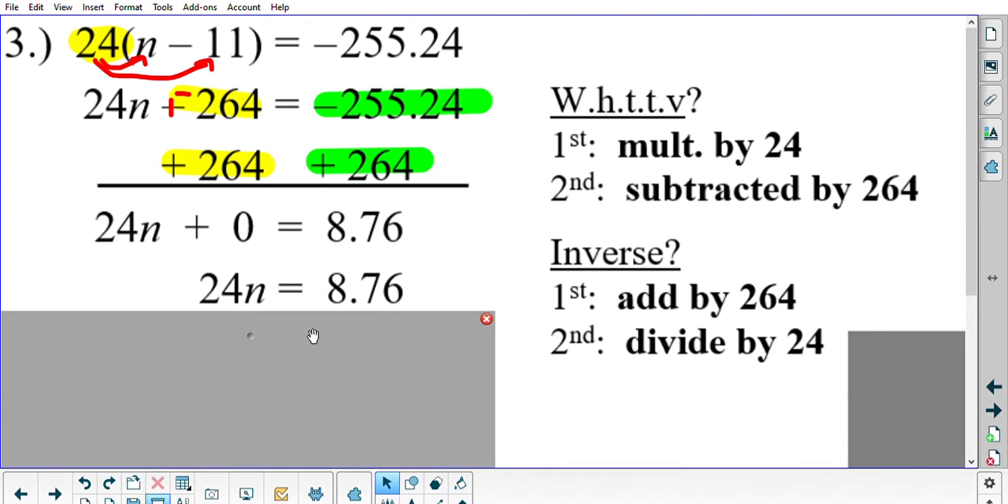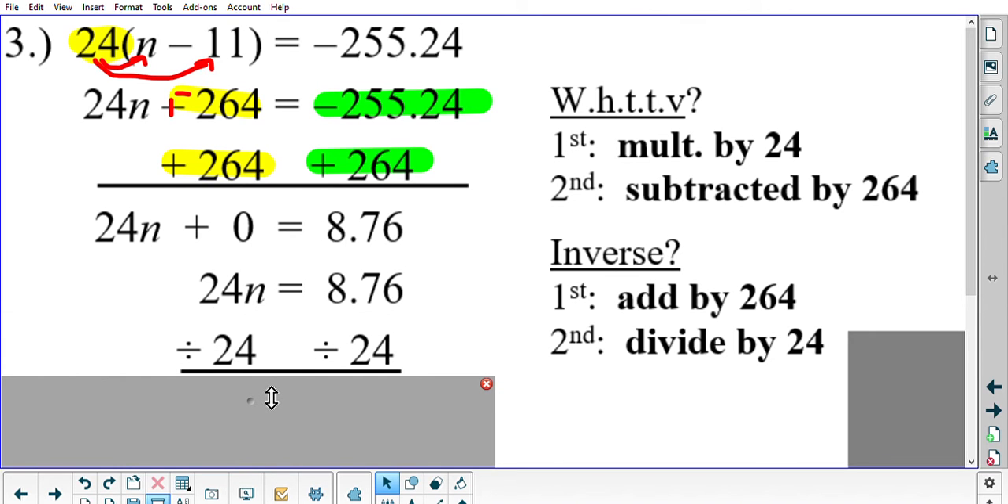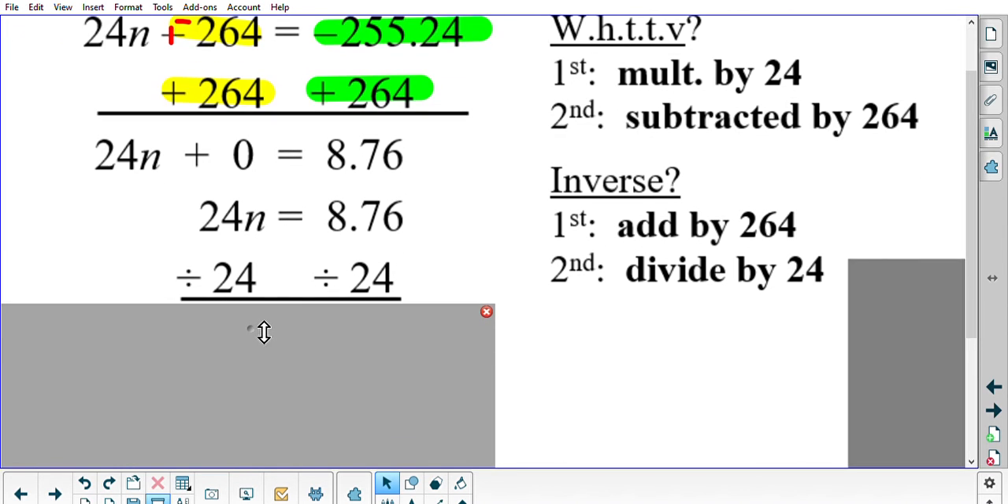Now, we're not done. The variable is not by itself yet. It's still being multiplied by 24, and that's why it's now time to do the second inverse operation, which is to divide by 24 on both sides. Now, you can't punch the order of division in the backwards order in your calculator. This should be 8.76 typed in first, then divided by 24. If you punch it backwards in the wrong order with a 24 first, then you are not doing it correctly.